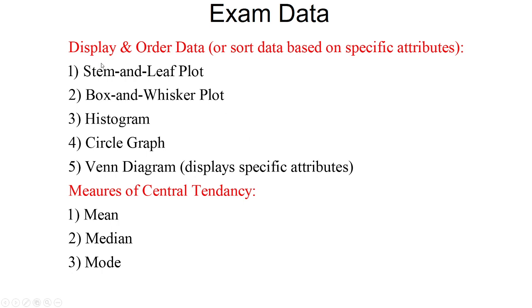So we're going to display and order data, or sort data, based on specific attributes. We need to learn how to do a stem and leaf plot, a box and whisker plot, a histogram, a circle graph, and then a Venn diagram. We also need to understand our measures of central tendency, which are averages like a mean average, a median average, and a mode average.